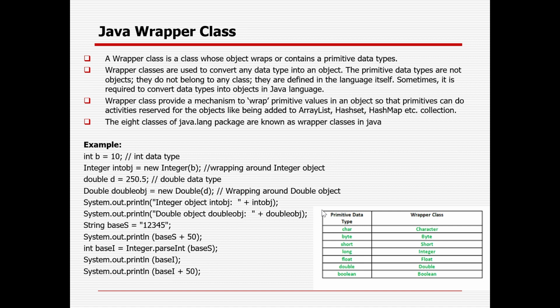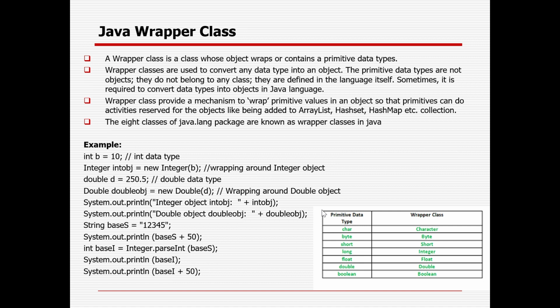So wrapper classes are used to convert any data type into an object. So data types are not objects. Object means an instance of a class. The primitive data types are not objects. They do not belong to any class. They are just defined in the language itself.